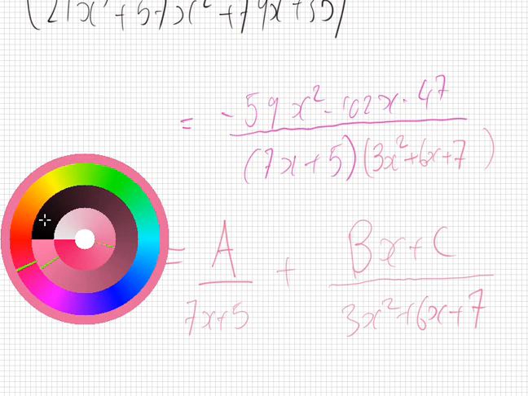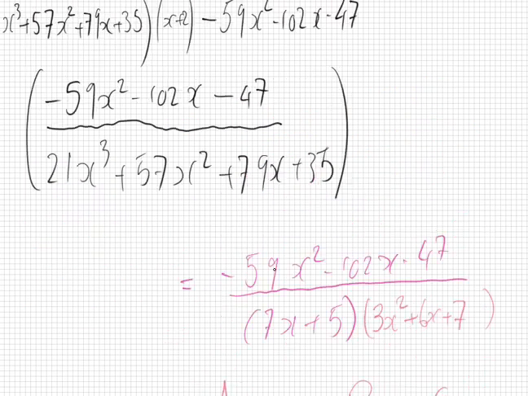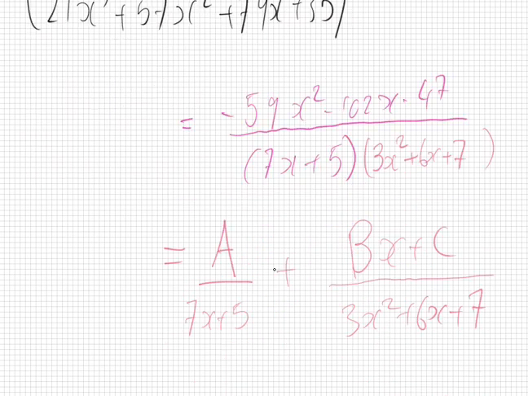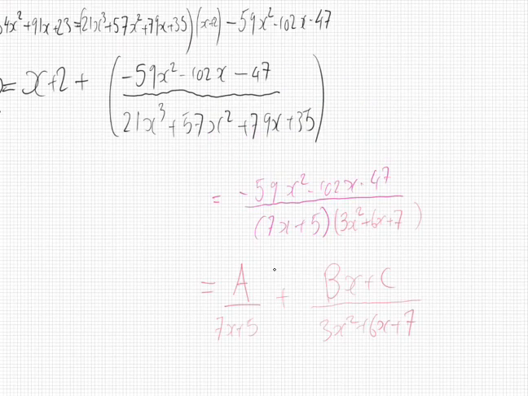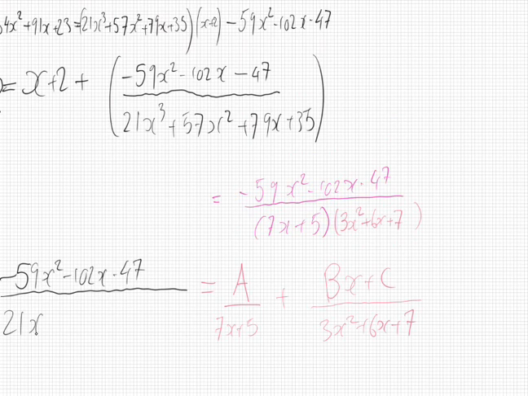And let's remind ourselves, what do I have on the left? I have that on the left. So I need to write that down again here. Minus 15, yeah, there we go. Minus 59x squared minus 102x minus 47, all over 21x cubed plus 57x squared plus 79x plus 35.